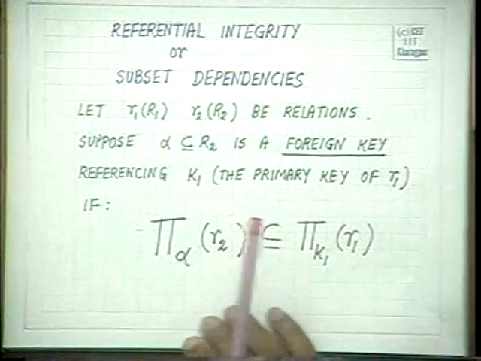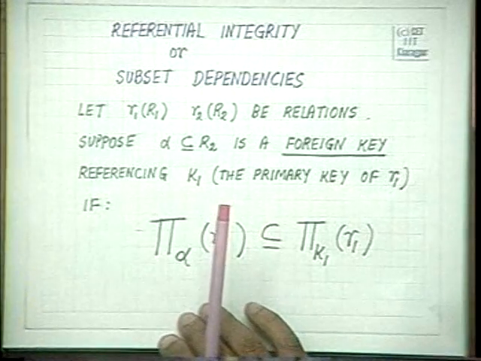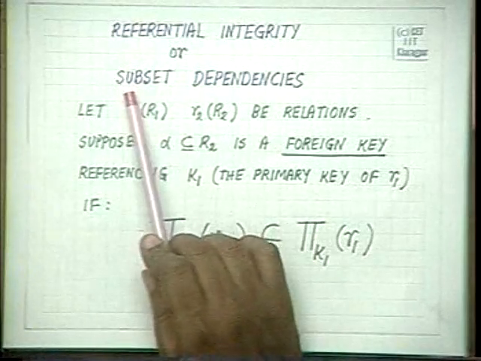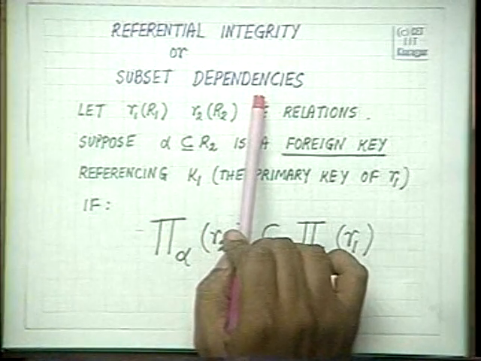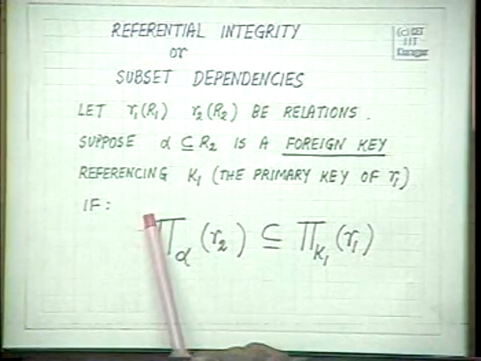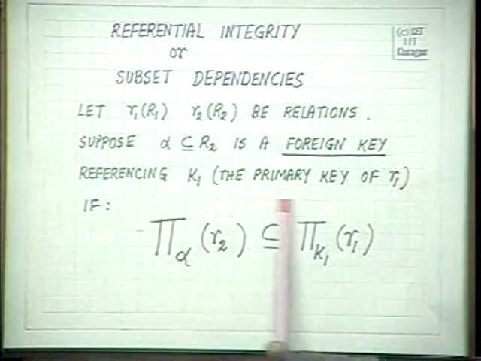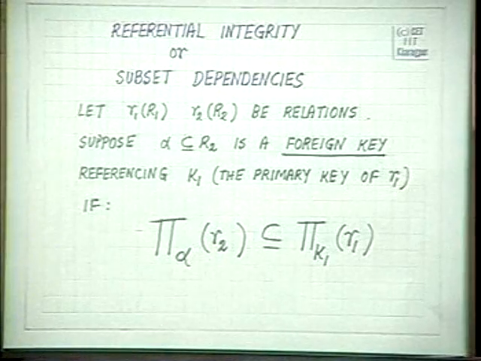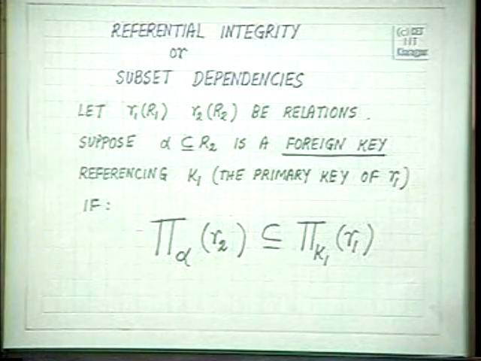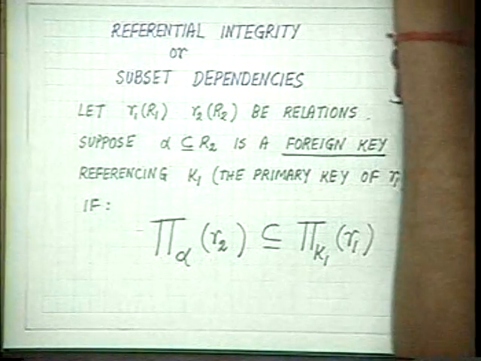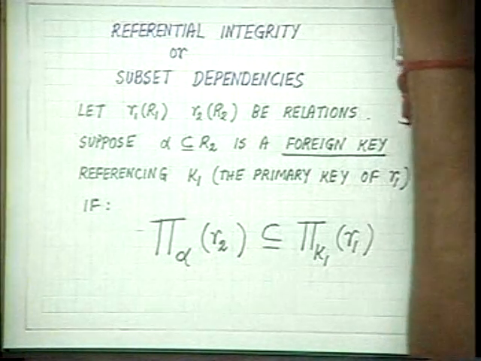Now, let us see what referential integrity means. It is also called referential integrity or subset dependencies. It is denoted by this expression, this relational algebra expression. Let us see it with the example in the inconsistent situation before we see the formal definition.